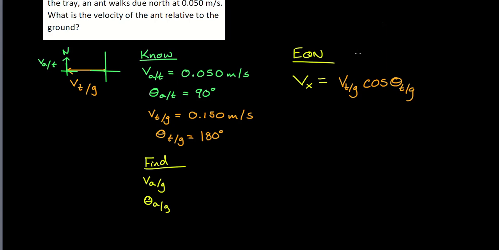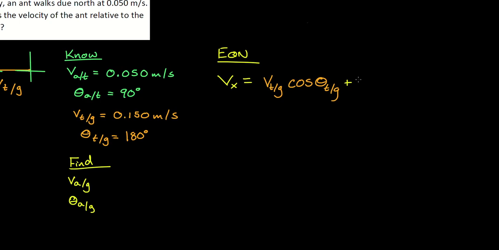Now, in practice, I don't expect you guys to do it all the way out every time, but I want to make sense of it. Plus, is there another relative velocity that we're dealing with? The ant relative to the tray, right? So check it out. Here's the x component that we get from the tray relative to the ground, plus the velocity of the ant relative to the tray, times the cosine of some angle that we're told that the ant travels at relative to the tray.